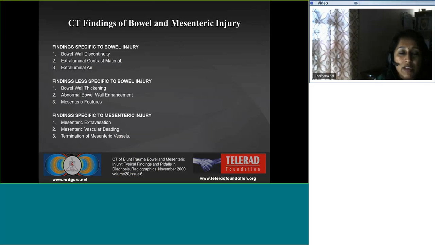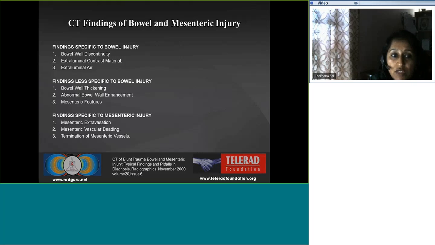So to summarize the findings that are more important when we are dealing with bowel injury: the findings very specific to bowel injury are bowel wall discontinuity, second is extraluminal contrast, then extraluminal air loculi, which can be either intraperitoneal or retroperitoneal. Findings which are less specific to bowel injury are bowel wall thickening, abnormal bowel wall enhancement, and mesenteric findings.